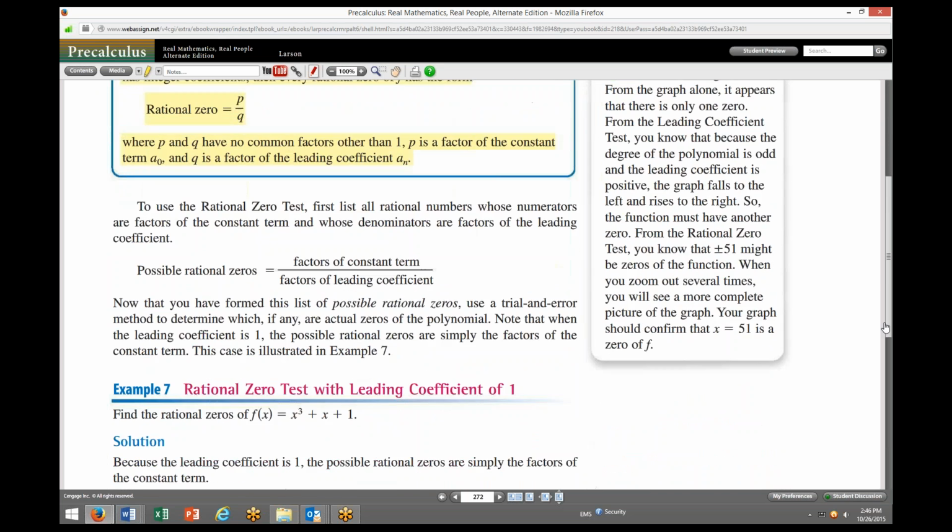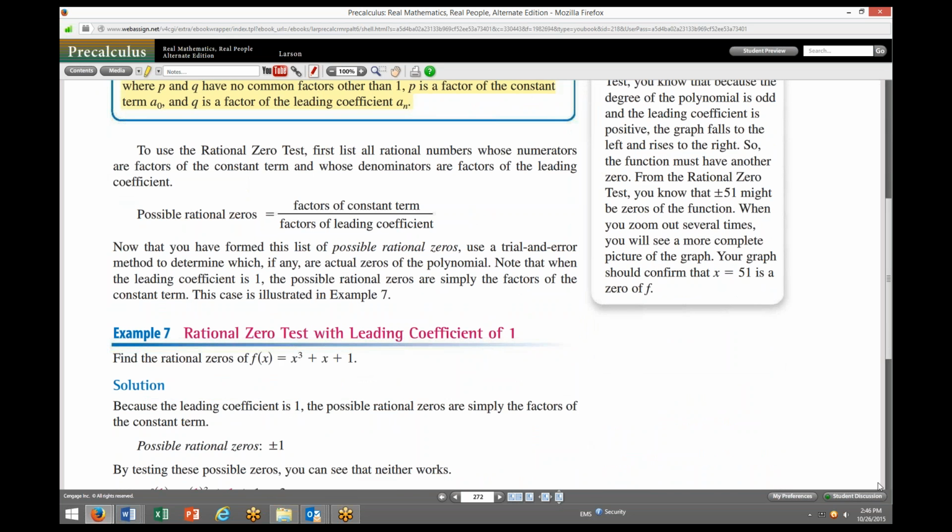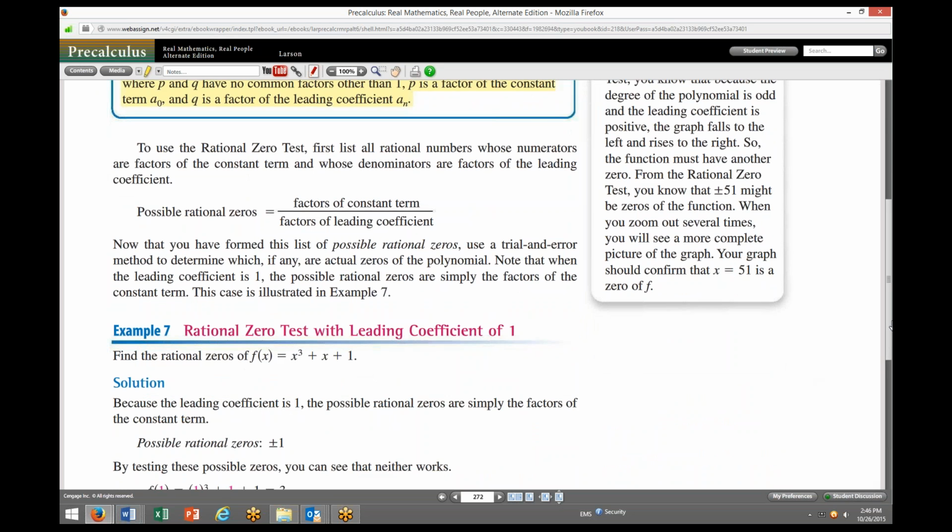Now when we take these possible rational zeros equals p over q, so it's factors of the constant term divided by factors of the leading coefficient, we have to do it both positive and negative. And so here's how this works, class.